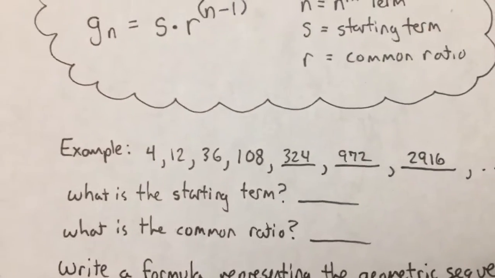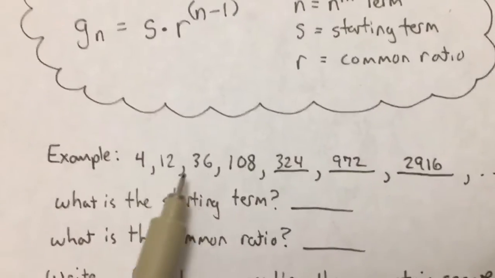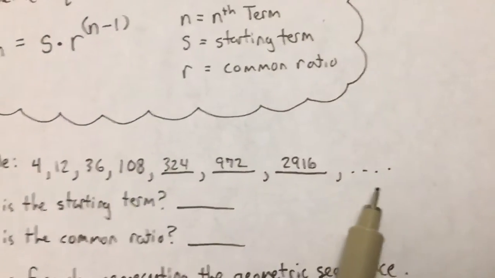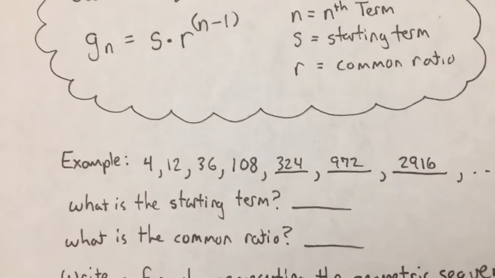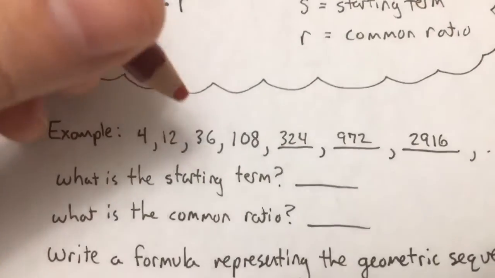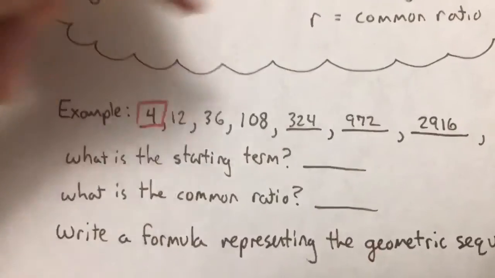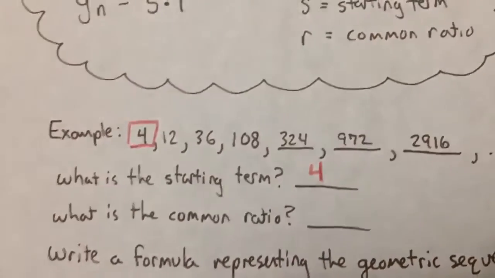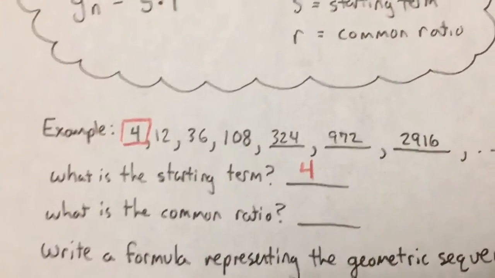So let's take a look at the example down below. We've got this geometric sequence that I've worked out for you, and we see that it continues on forever. So let's identify some things. Let's first identify the starting term. That's the first number here, which is 4. And then we've got to figure out the common ratio.